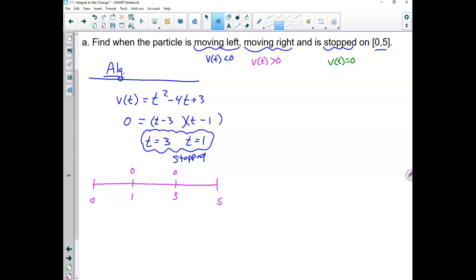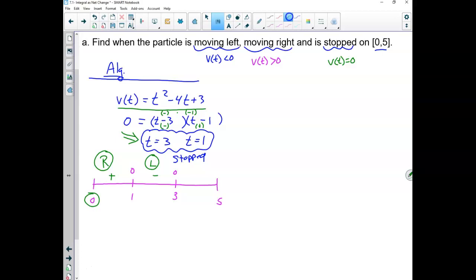If I'm looking between 0 and 1, I do not have to pick a number between 0 and 1, because 0 is not a critical value, remember. These are my critical values. That's when my derivative, that's when my velocity, equals 0. So 0 is not one. Then I'm going to come up here and say, 0 minus 3 is going to be a negative number, times 0 minus 1, that's going to be a negative. A negative times a negative is a positive. So I know I'm moving to the right here. And then between 1 and 3, now I'm going to put in a 2. That gives me a negative times a positive, which means it's a negative. So now I'm moving to the left right there.